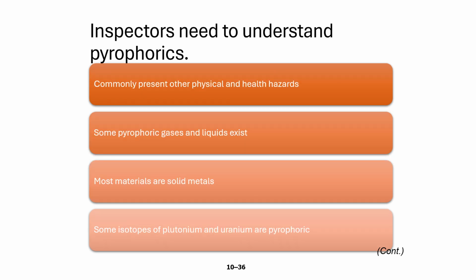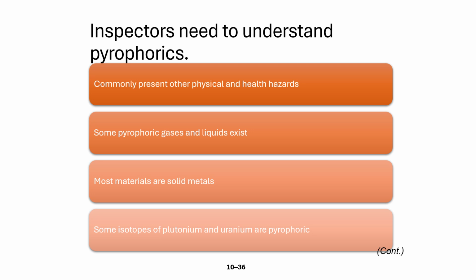Pyrophorics also commonly present other physical and health hazards, including classifications in International Fire Code and NFPA 400 as toxic or highly toxic. So you have to additionally look at how volatile it is, but also the toxicity. So you may have dual controls in place in order for it to be safe.